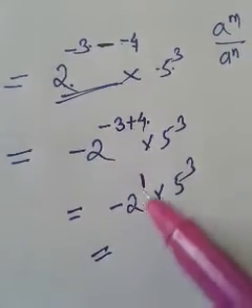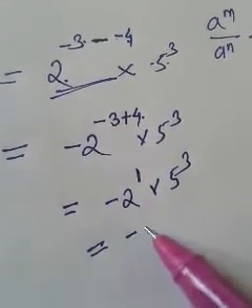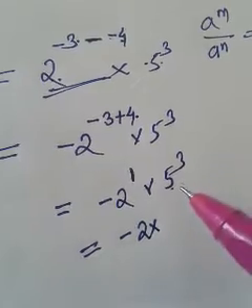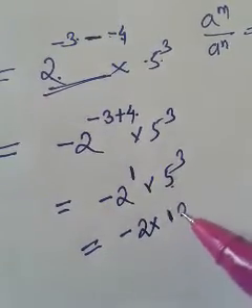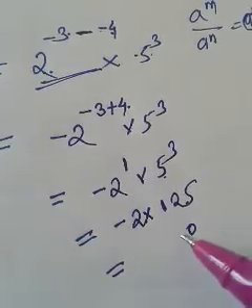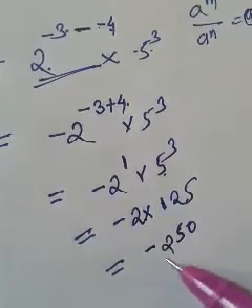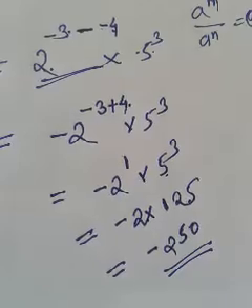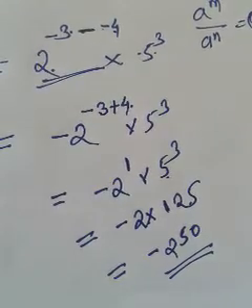Okay, what is minus 2? Minus 2 raised to 1 is minus 2 itself. And 5 raised to 3 is 5 into 5 into 5. That is 125. So the answer is 2 into 125 is 250. Answer is minus 250. So we will get the answer as minus 250.